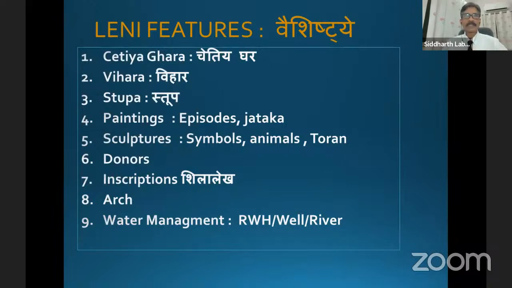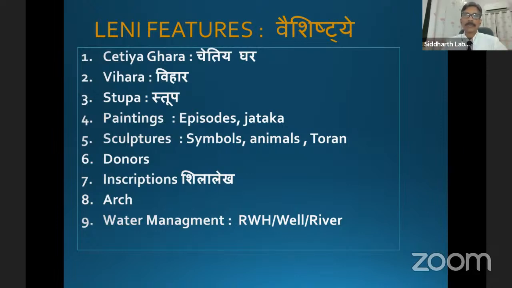First is a Chaitya Ghara, then Vihara, then Stupa, then paintings. Paintings consist of episodes of the life of the Buddha, then Jataka stories also they have, then sculptures, symbols, animals, and Torana also. Torana means the big banner-like structure at the end of the entrance of the stupa gate.